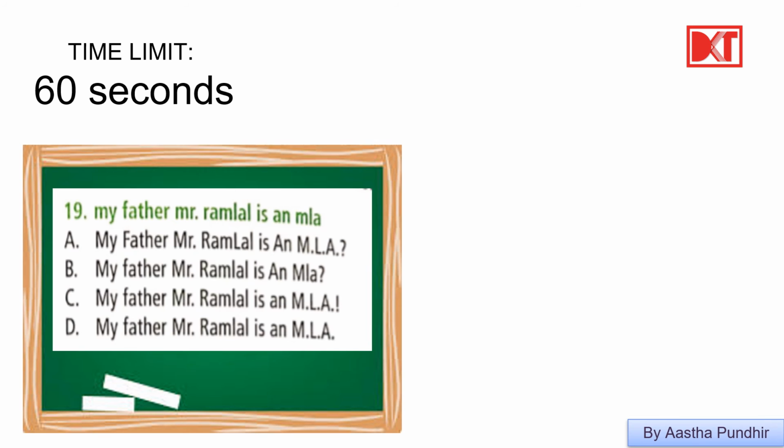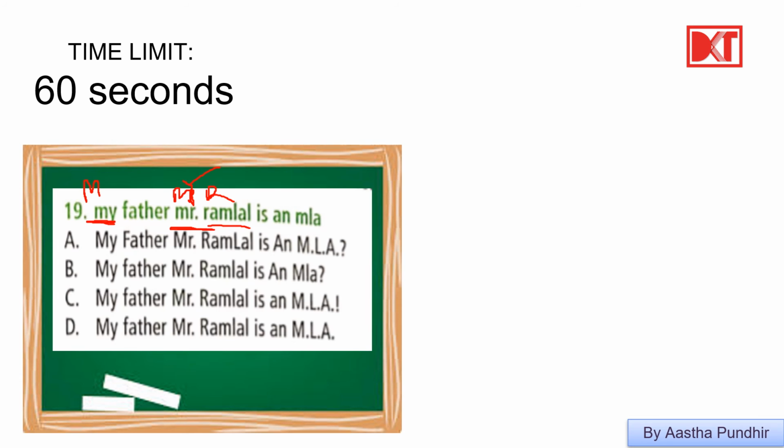My father, Mr. Ramlal, is an MLA. Now here you see, My starts the sentence, so M is supposed to be capital, and then my father, Mr. Ramlal. Here, Mr., M is supposed to be capital. Ramlal is a name, R is also supposed to be capital. Now Mr. is a title, so M will be capital and there will be a full stop here.